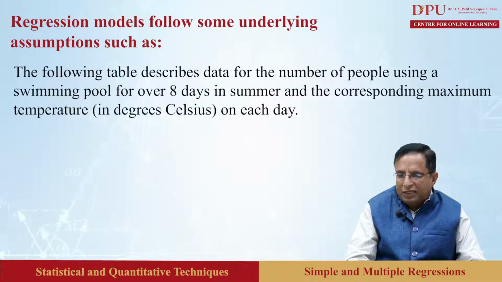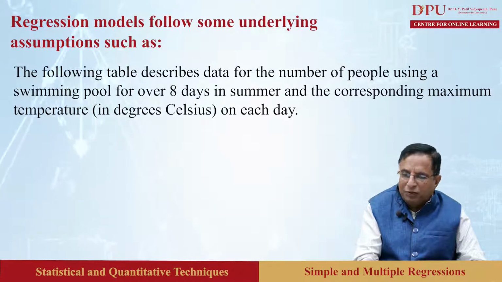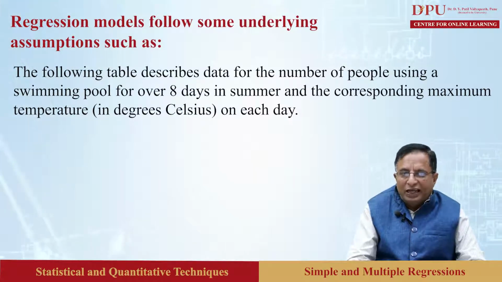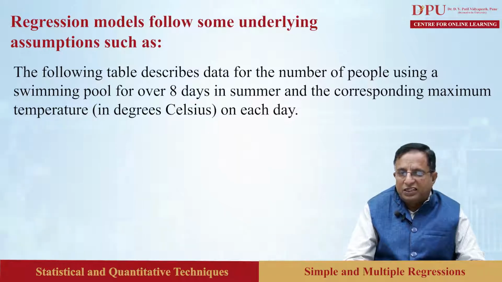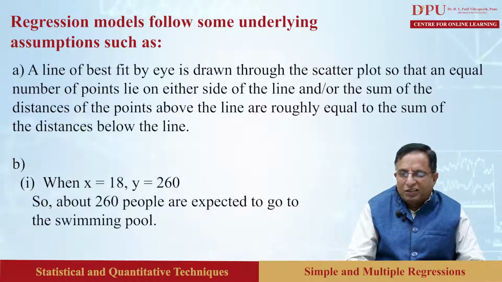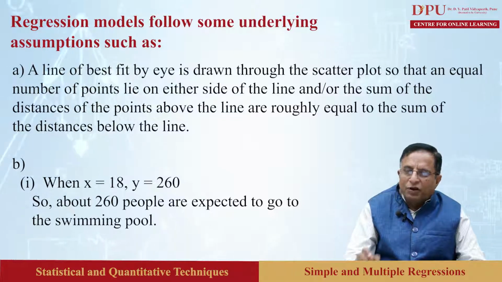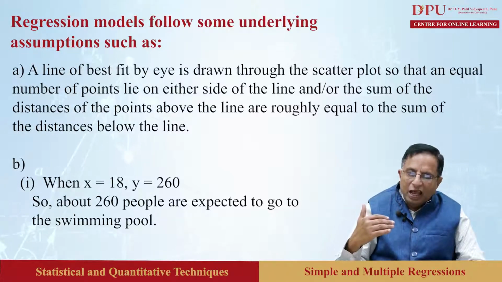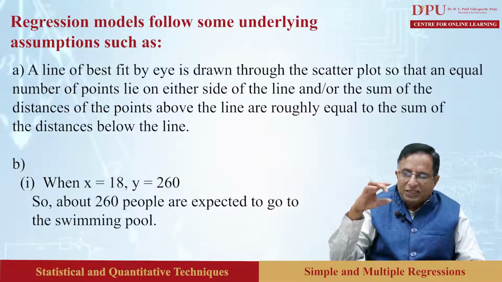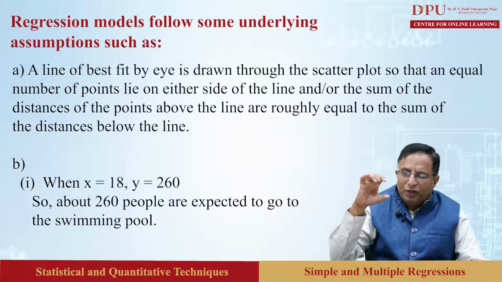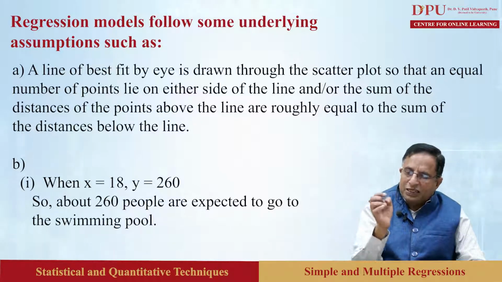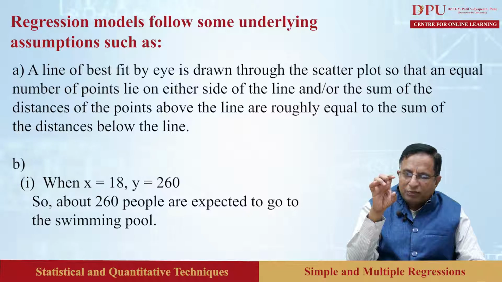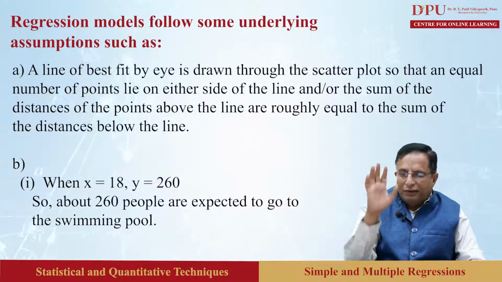The following table describes the data for the number of people using a swimming pool over 8 days in summer and the corresponding maximum temperature in degrees Celsius on each day. A line of best fit by eye is drawn through the scatter plot so that an equal number of points lie either side of the line and the sum of the distances of the points above the line is roughly equal to the sum of the distances below the line.